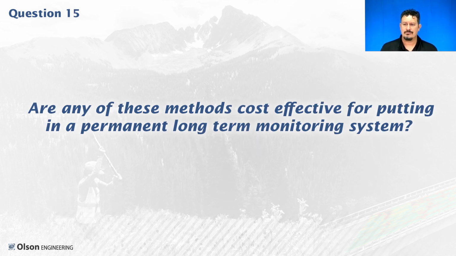Are any of these methods cost-effective for putting in a permanent long-term monitoring system? The most cost-effective ones for long-term monitoring, there's typically three things that I would suggest. You can put in a resistivity monitoring system pretty inexpensively with permanently placed electrodes, and I've done those. The optical fiber approach can be done pretty effectively in the sense that the fiber itself is actually the cheap part. And in placing, it's not that difficult.